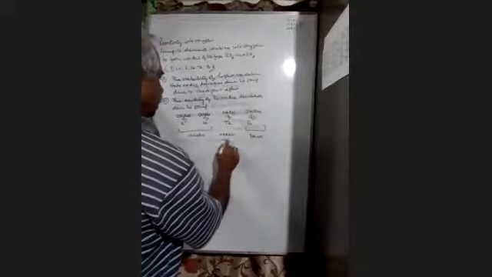Non-metal oxides are acidic, and metal oxides are basic. The acidity of the oxides decreases down the group, as the oxides become basic. This one is weakly basic. So please remember this one.